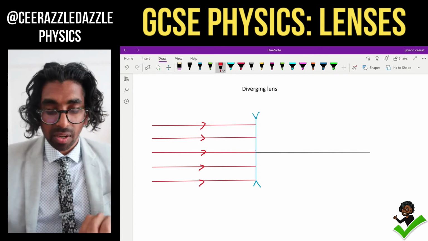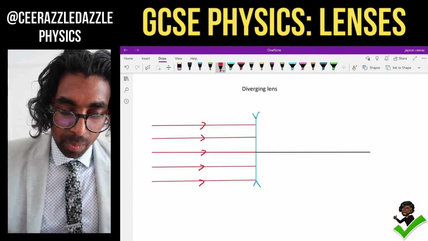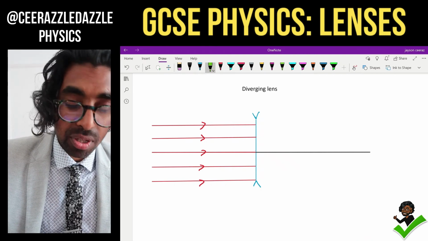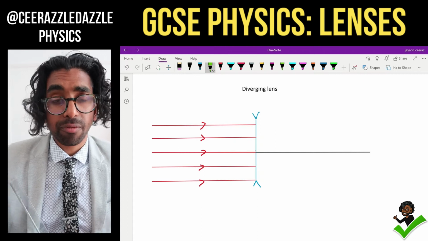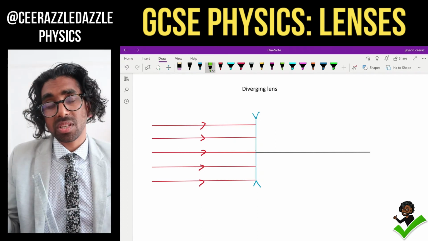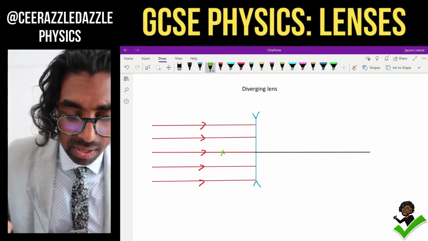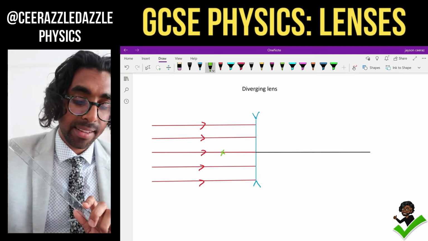So taking my ruler again, let's draw the first one. I've got to put the focal point. The focal point is not on the opposite side of the lens, it's on the same side. So the focal point, let's put it right now here. So this is the focal point.